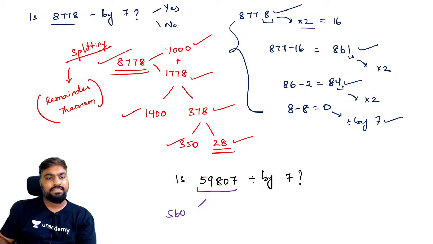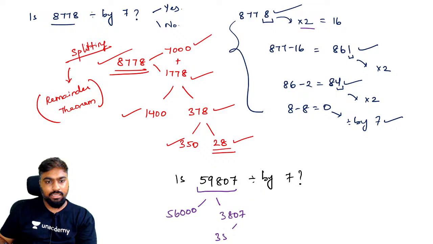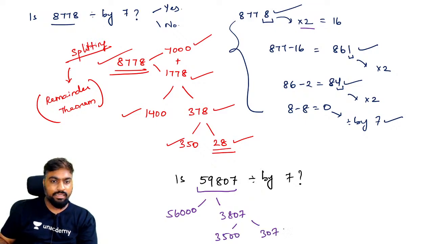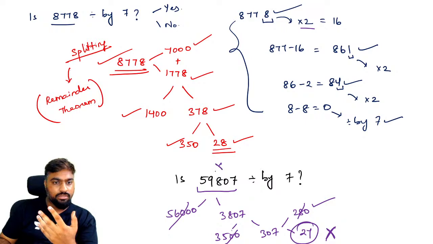Yes, you know 56,000 is divisible. So if I remove 56,000, what will be left? 3,807. In 3,807, I know that 3,500 can be removed, remaining 307. In 307, you know that you can remove 280, remaining what? 27. Is 280 divisible? Yes. 35 is divisible. 56,000 is divisible. Is 27 divisible? No. 21 is, 28 is, 27 is not. This way you can easily find the remainder also.